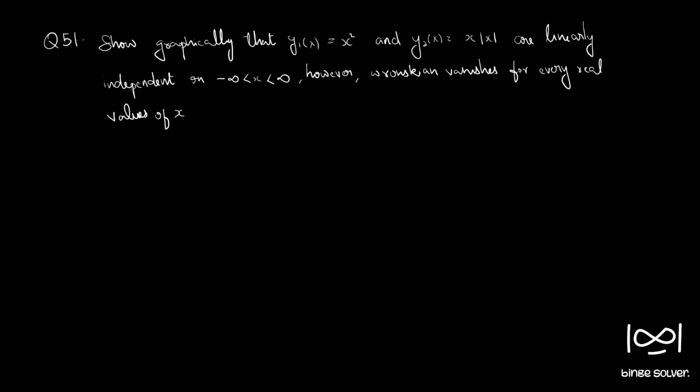Question 51. Show graphically that y1 of x equals x square and y2 of x equals x mod x are linearly independent on minus infinity to infinity. However, Wronskian vanishes for every real value of x. So we have two functions here: y1 of x equals x square and y2 of x equals x mod x. The first part asks us to show these two functions are linearly independent graphically.